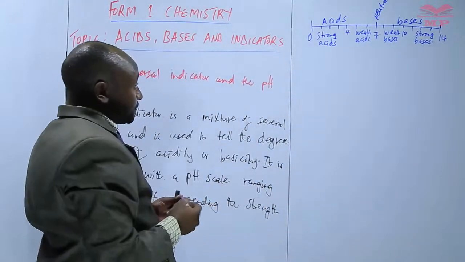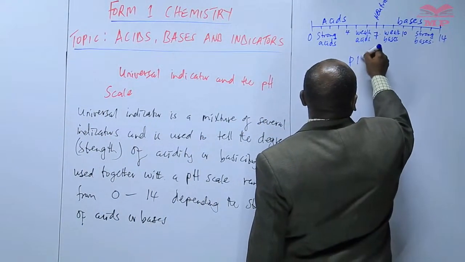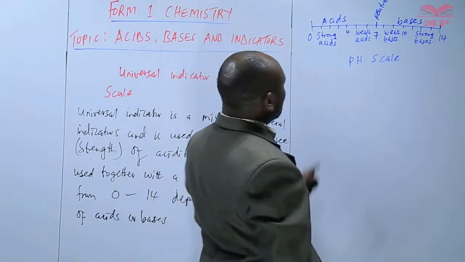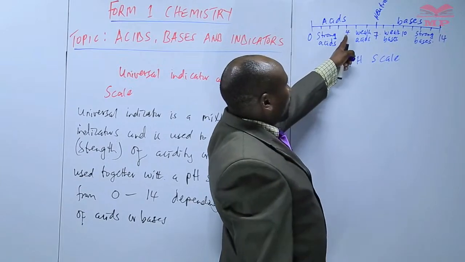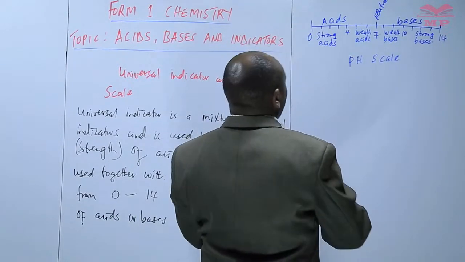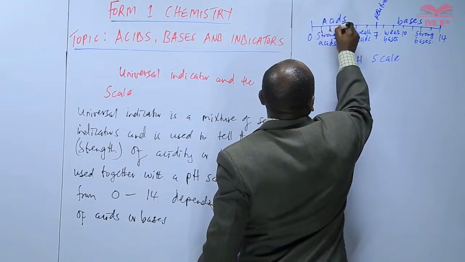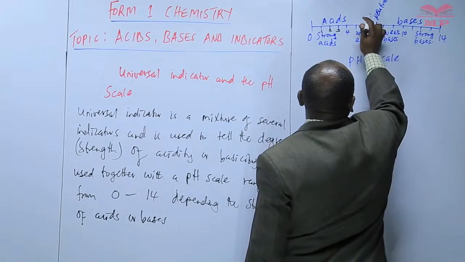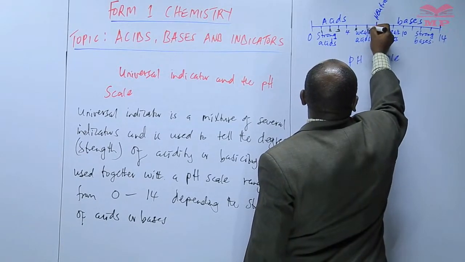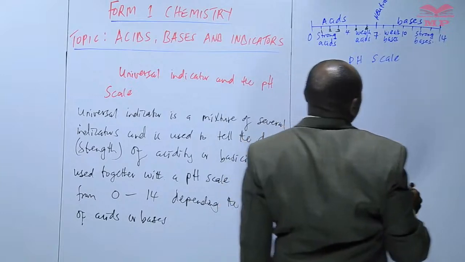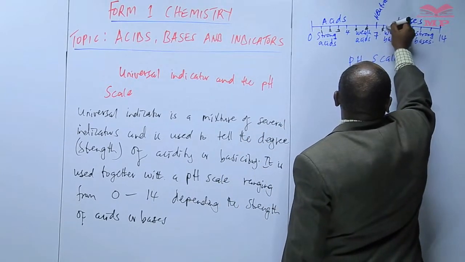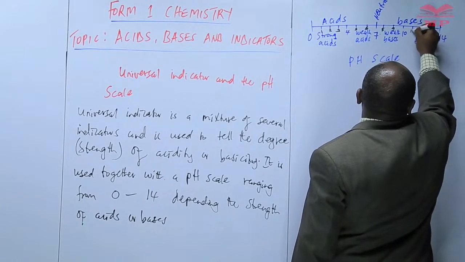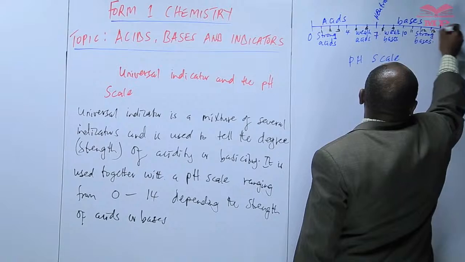So this is a pH scale showing the strong acids, which have a pH between 0 and 4. It can be 1, 2, 3. That's a strong acid. If it is 5 or 6, those are weak acids. The bases are 8, 9, weak bases up to 10. The strong bases are 11, 12, and 13, all the way up to 14.